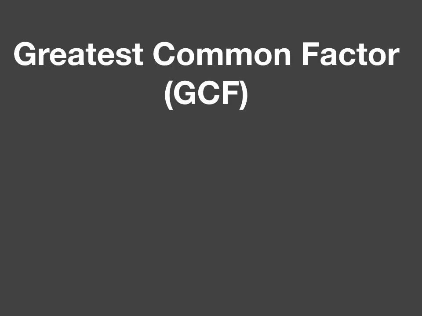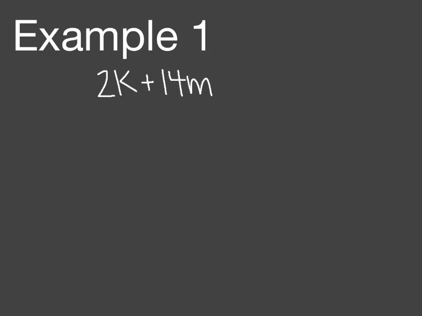We are looking at how to factor using our greatest common factor, or GCF. An example problem: 2k plus 14m. What we are looking for in the greatest common factor is we need to figure out what these two terms have in common, and then we're going to pull that out.